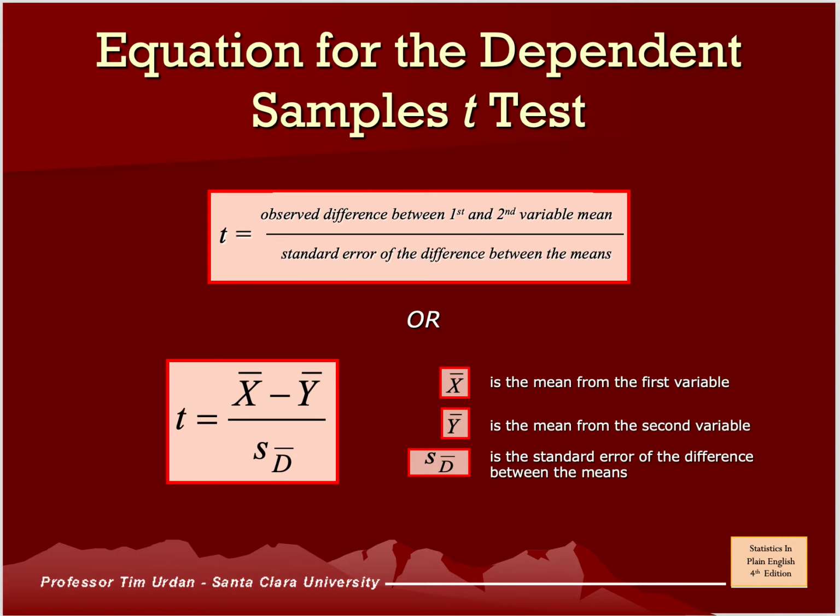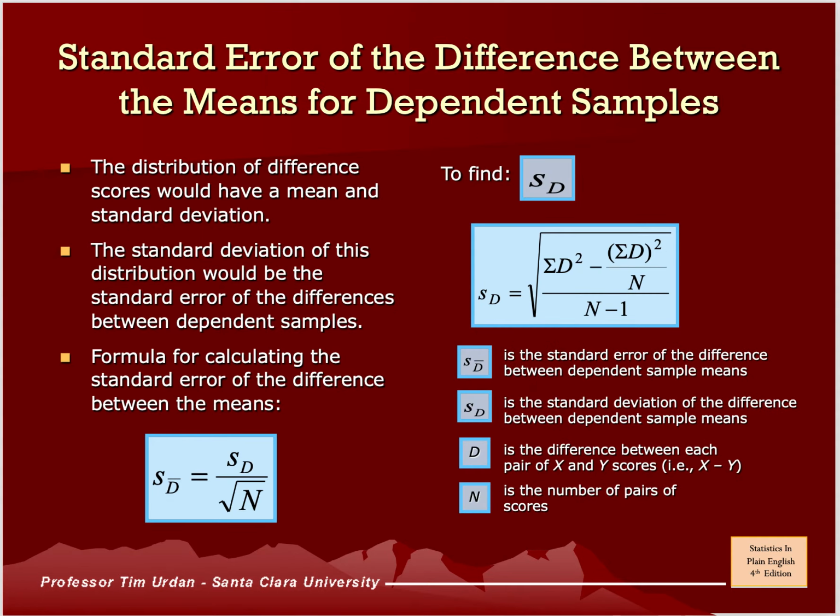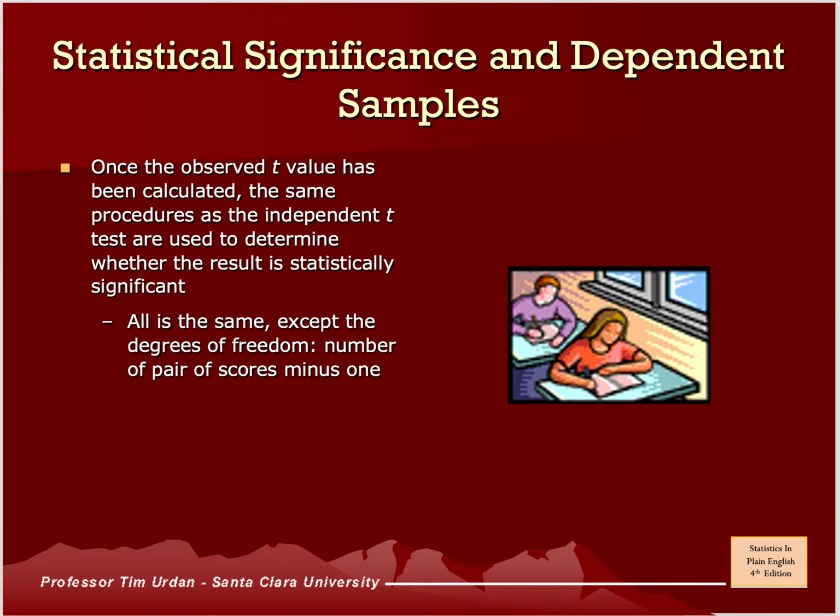So the equation for the dependent variables t-test, again, we're going to crunch these numbers in our software, but this is how we would calculate them. The standard error, very similar calculation, but slightly different formula. So this is how we would calculate the standard error for this situation. And then we have the statistical significance. Once the observed t-value has been calculated, we use the same procedures as the independent test to determine it.